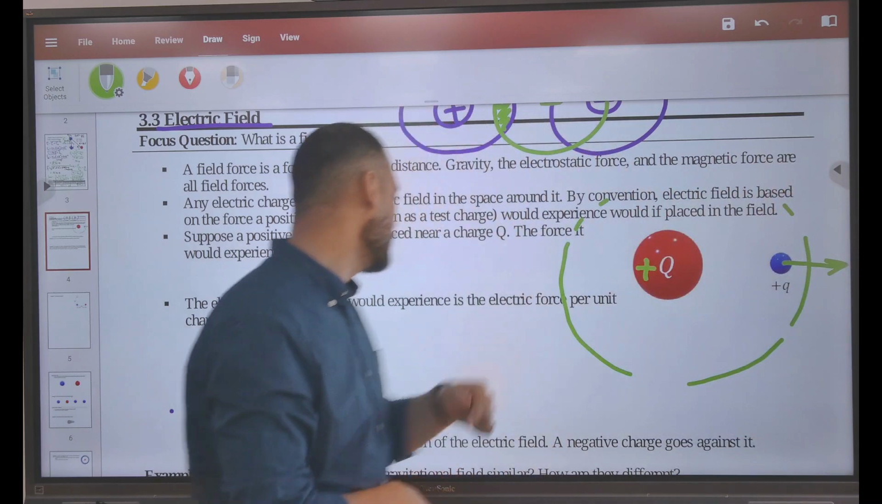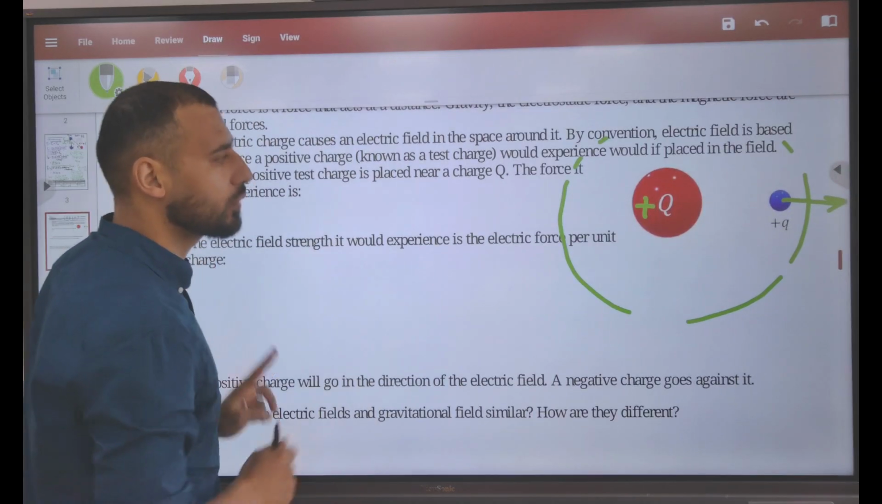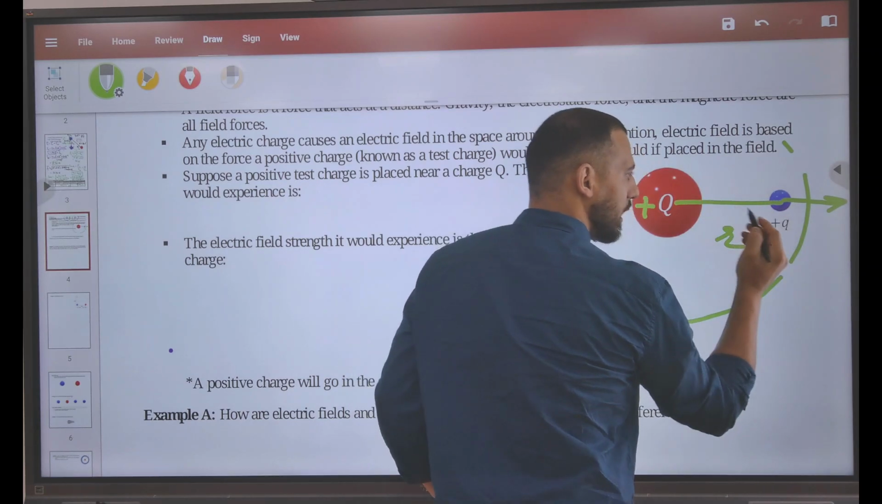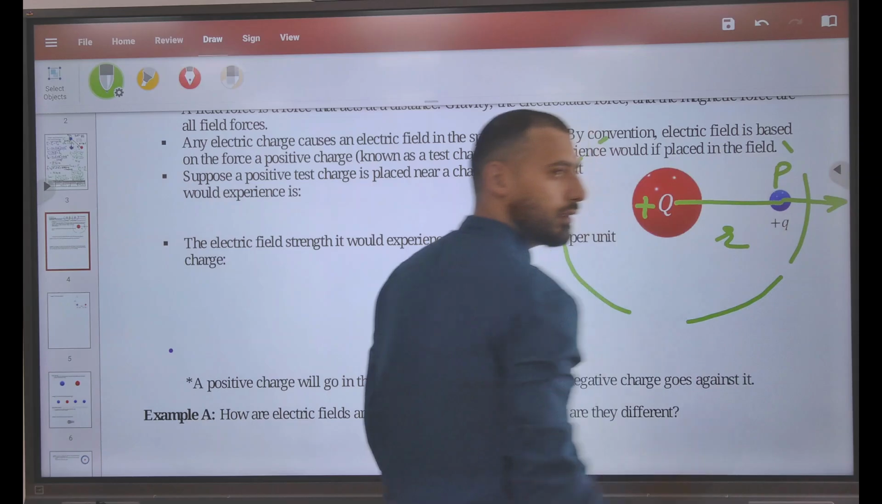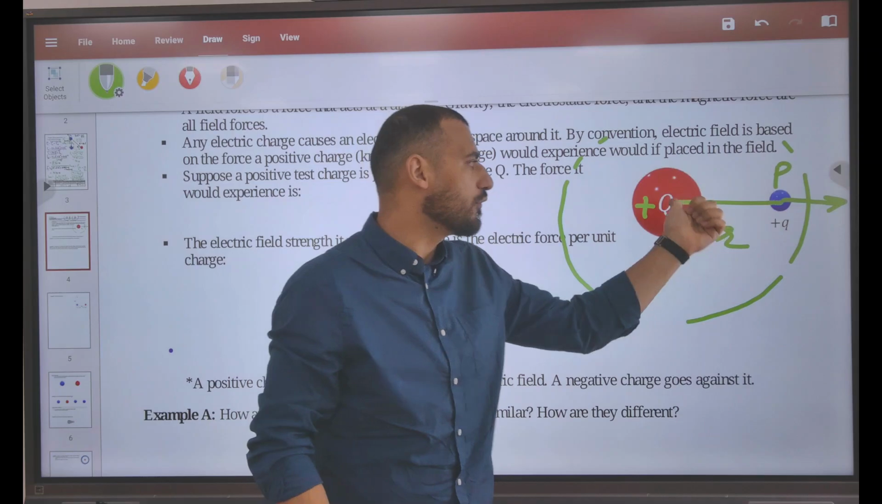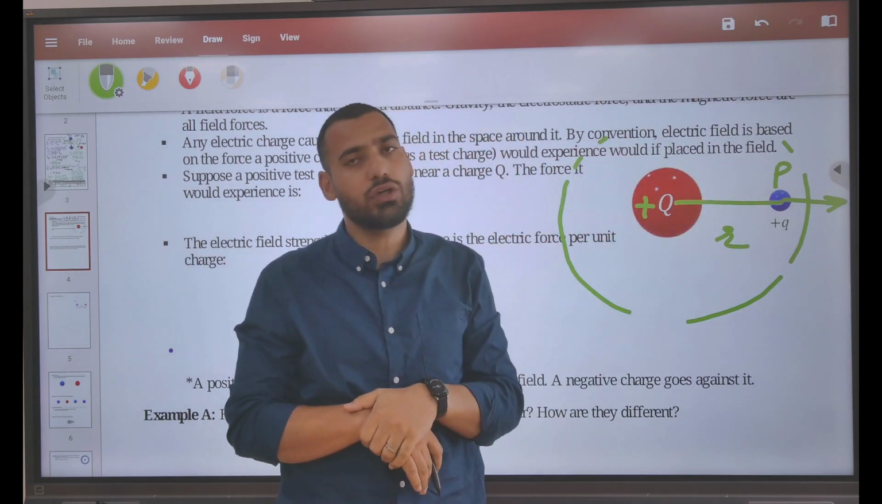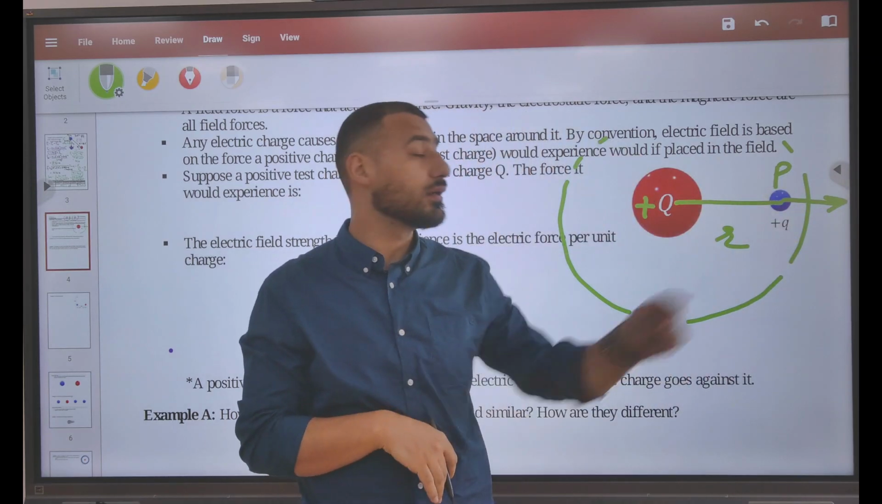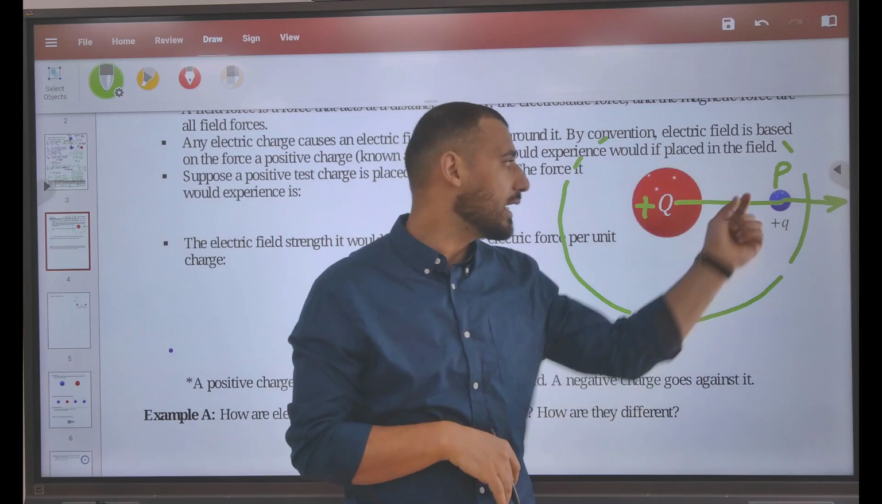If you have to calculate the electric field at this distance, for example, the distance is R and the point is P. You want to calculate how strong is the electric field of capital Q at point P. So what you will do is bring a small charge and keep it at small p, and then you calculate the force.